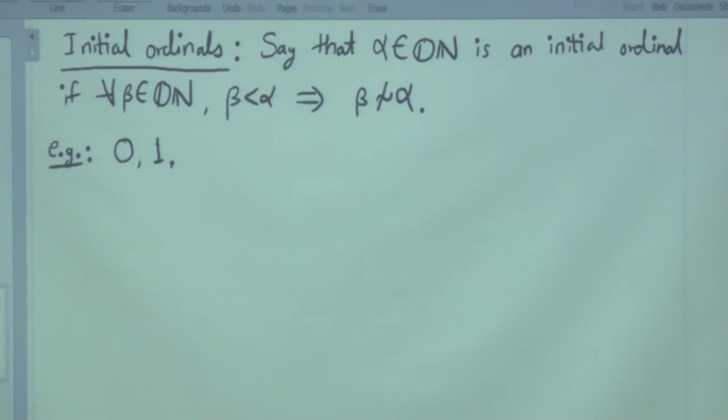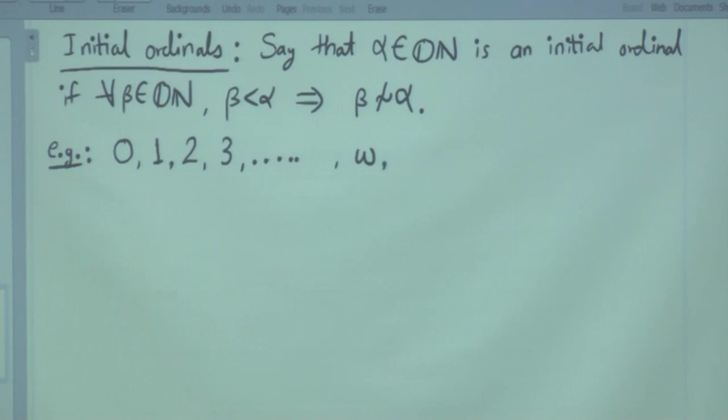Does there exist a bijection between 0 and 1? No. A bijection exists between two finite numbers if and only if they are the same. Yes, pigeonhole principle. So 2, 3, all of them. What about omega? Does there exist a bijection between something strictly smaller than omega and omega itself? What is strictly smaller? Something finite, something natural.